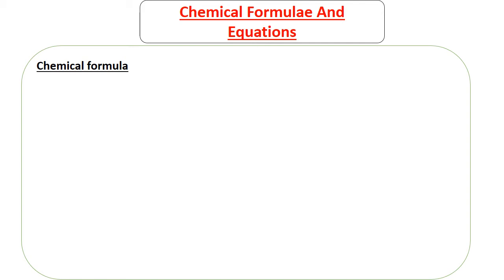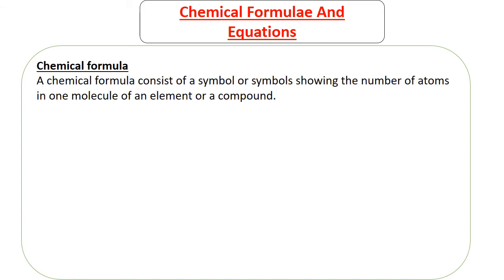So now we begin the main topic, or the main issue why we are learning about valences, so that it all makes sense now. Chemical formulas. A chemical formula consists of a symbol or symbols showing the number of atoms in one molecule of an element or a compound. That's what a chemical formula is.